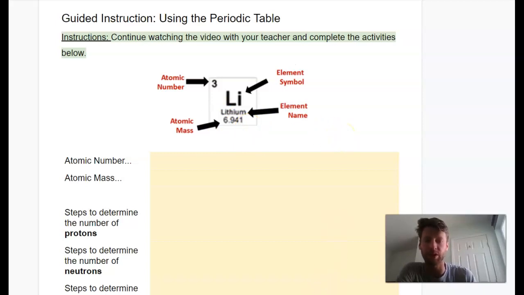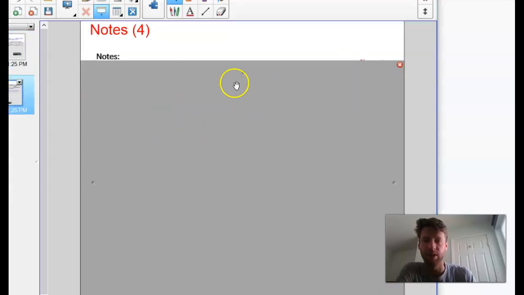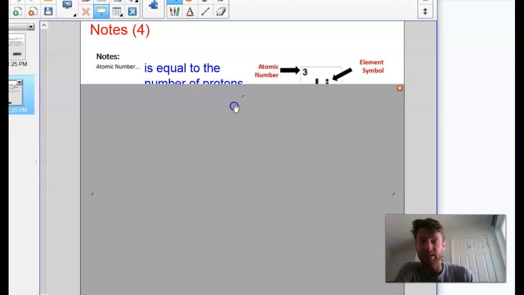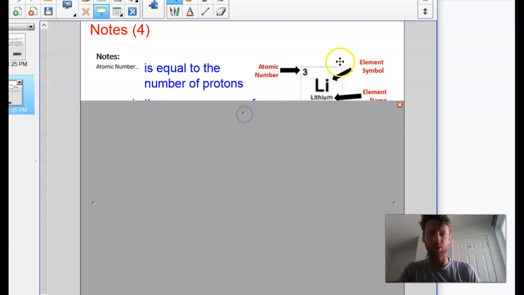So once again, I'm going to go through notes. I want you to summarize those into your own definitions. So, the atomic number is always equal to the number of protons. Remember, a proton is what gives an atom its identity. So, this element square has lithium. The atomic number is 3, which means it has 3 protons. Every atom of lithium in the universe has 3 protons. That's what makes it lithium.